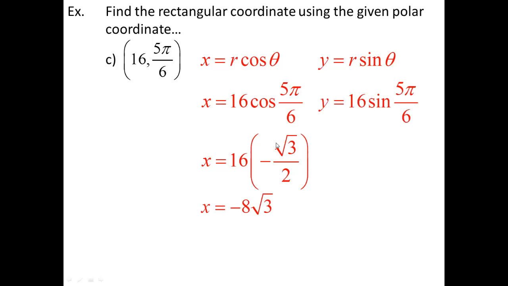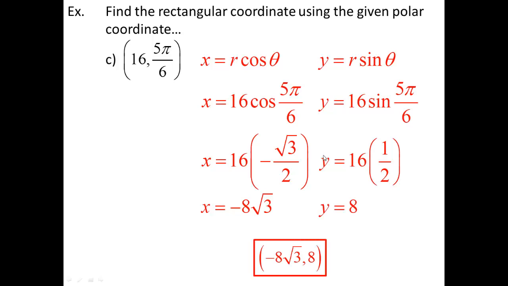Let's do the same thing for the y value. This time it's sine of 5 pi over 6. Pi over 6 for sine is 1/2. 5 is in the second quadrant, so it's going to be +1/2. Times 16, and I get 8, so the coordinate is -8√3, 8.